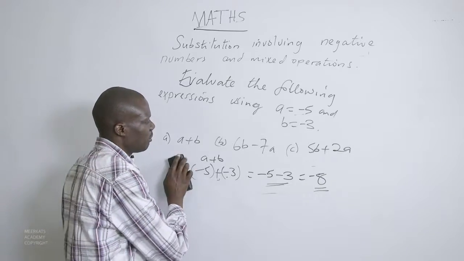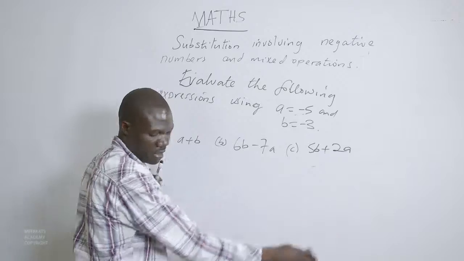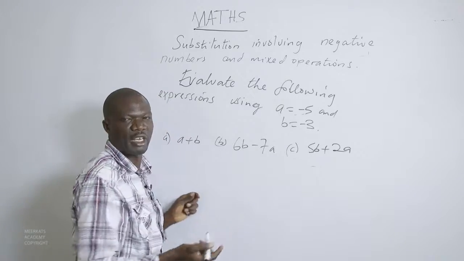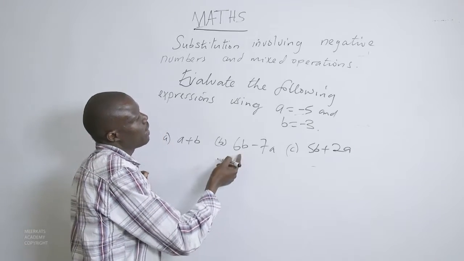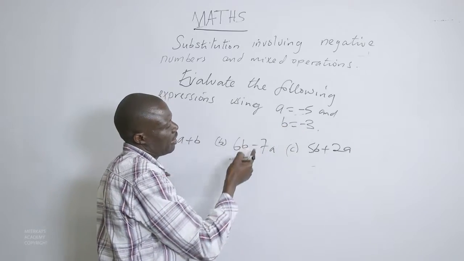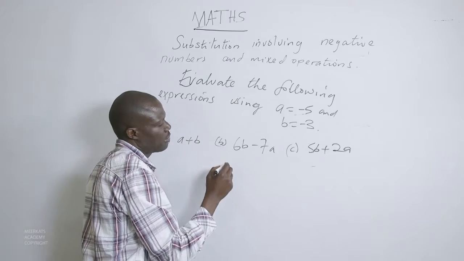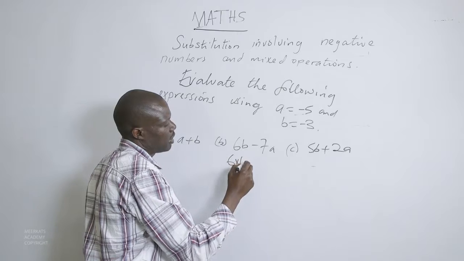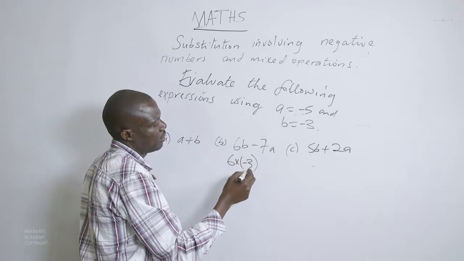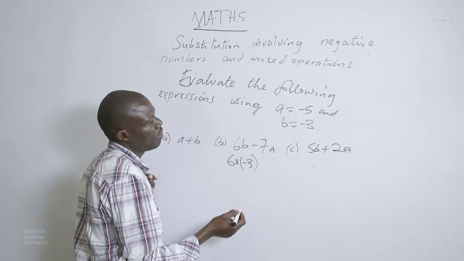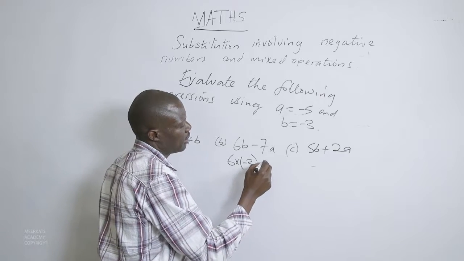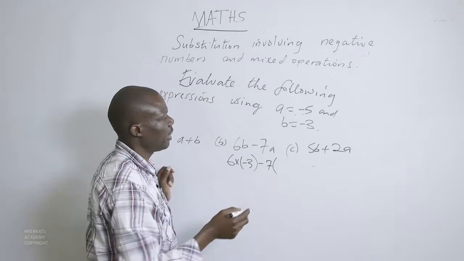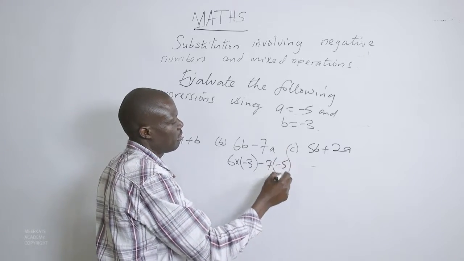So having done part 1, the second part here requires us to evaluate 6b minus 7a, where b is -3 and a is -5. So rewriting this one, it will be 6 multiplied by b, but b is -3, close the bracket, and then this one will give us -7 into bracket a, and we are given a is -5.